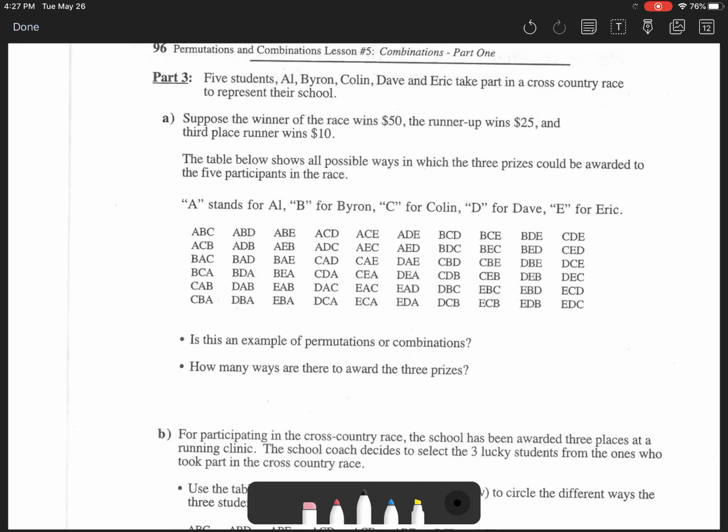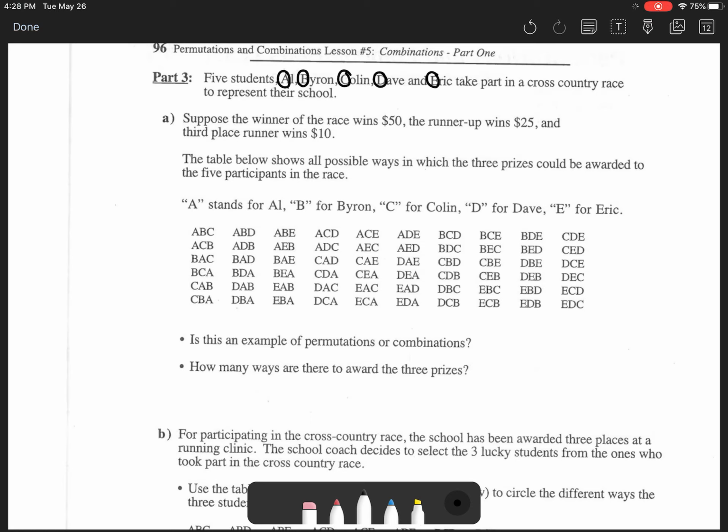Okay, part 3. 5 students, Al, Byron, Colin, Dave, and Eric, take part in a cross-country race to represent their school. So what you're going to see here is that Al is A, Byron is B, Colin is C, Dave is D, and Eric is E. That's how they're going to represent them in the charts, okay?